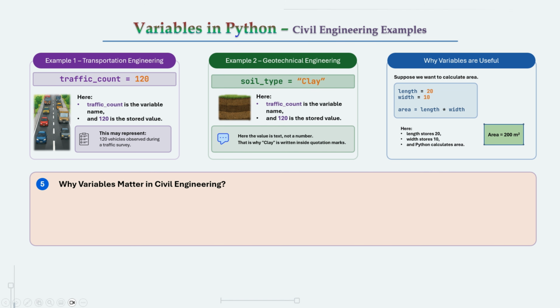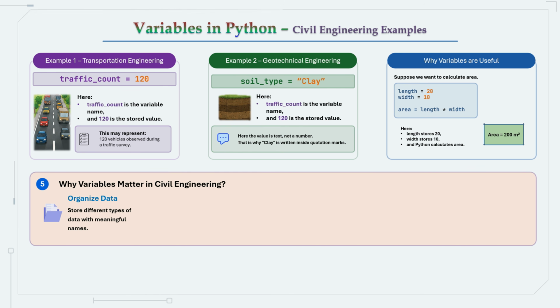First one is organize data. Variables help us organize data properly. In civil engineering, we work with many different types of data such as road length, traffic count, concrete grade, soil depth, beam width, water level. If all these values are stored without names, it becomes very confusing. But when we use variables, we can give meaningful names. road_length equal to 500, traffic_count 120, soil_depth equal to 8. Now it becomes easy to understand what each value represents.